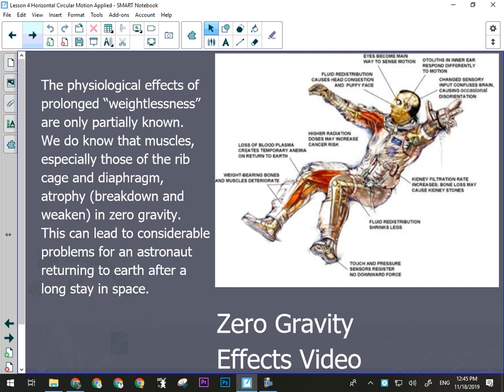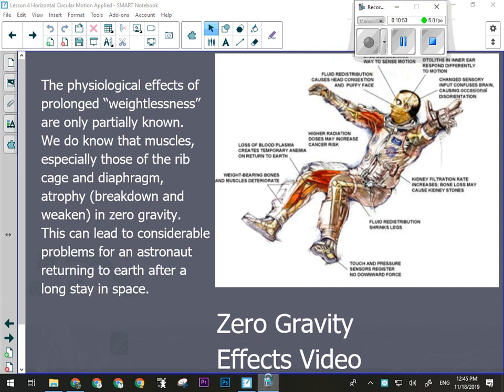All right, so we're going to look at quite a few videos here of what it's like to be in zero gravity. And Chris Hadfield had a whole playlist of videos from his time on the International Space Station, showing some of the difficulties they encounter being in zero gravity. So we'll have a look at those here.